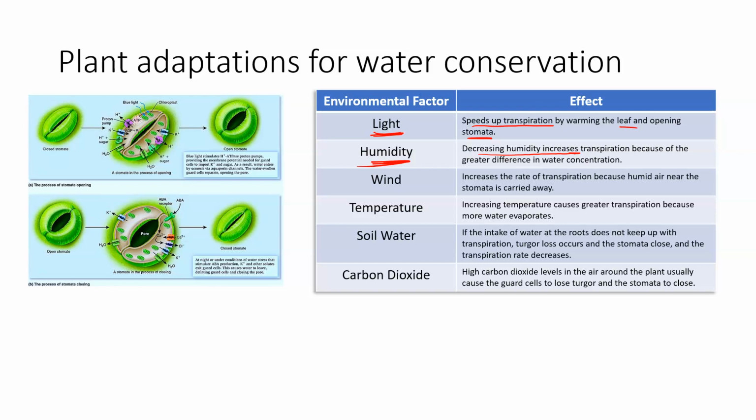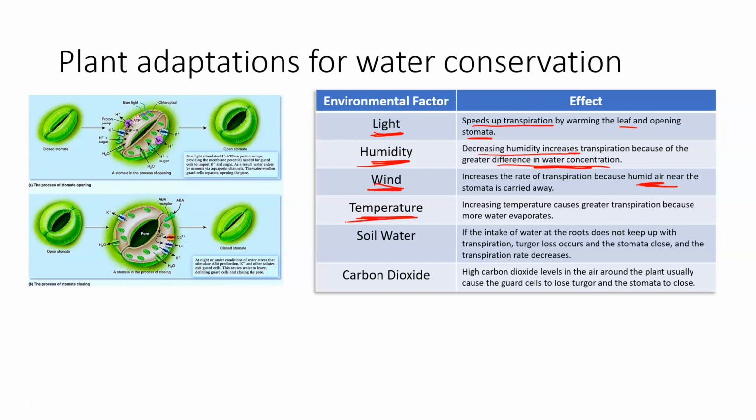If you drop humidity a lot, it's going to increase the speed of transpiration loss, because there's a greater difference in the water concentration both inside and outside of the plant. Wind is going to increase the rate of transpiration because it's going to pull the humid air next to the stomata away, decreasing, in effect, the humidity next to the plant, and that is going to increase the transpiration pull.